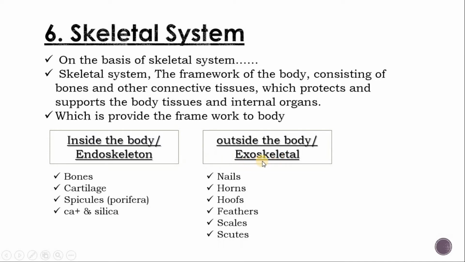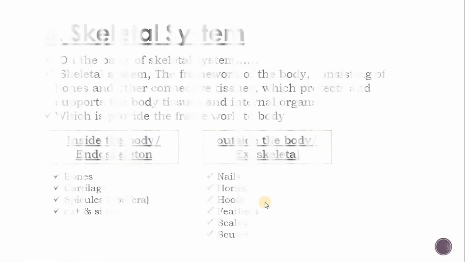Outside the body, the exoskeleton is made up of nails, horns, hooves, feathers, scales, scutes, skin, etc. These are all the framework and structures outside of the body, known as exoskeleton.